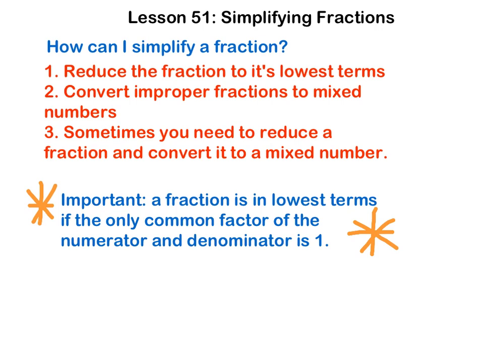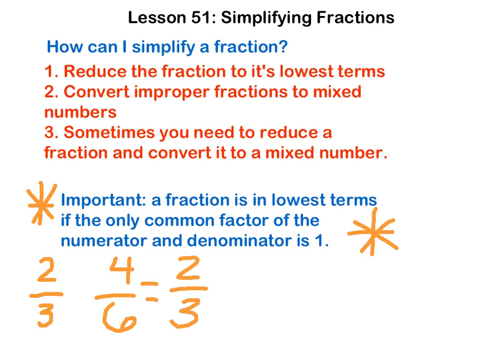So what do I mean by that? Let's take the fraction 2/3. What is the only common factor? What is the only number that goes into both 2 and 3? You should be thinking 1. What about 4/6? Is 1 the only number that goes into both the numerator and the denominator? No, we know that 2 goes into it, so we know that this fraction right here can be simplified. What can it be simplified to? It can be simplified to 2/3.